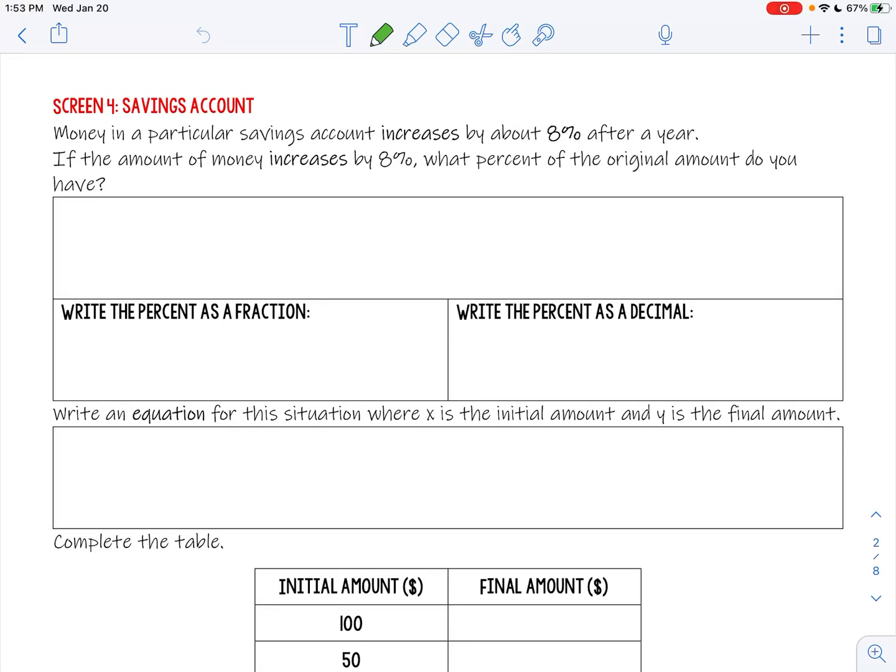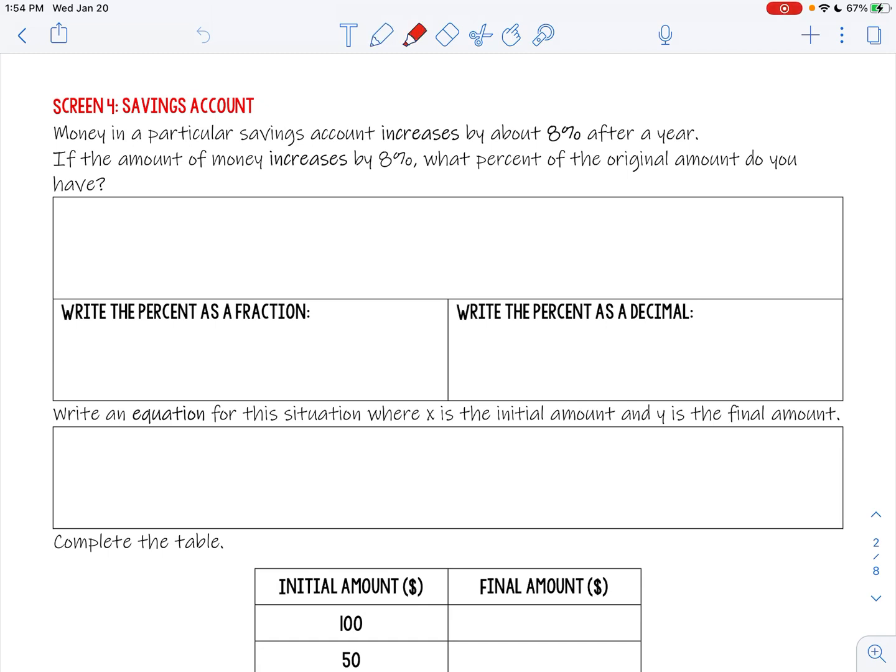Hey guys, I wanted to create a quick video about percent increases and decreases and writing equations to help us solve those, to help us through the homework that we have tonight, and if you still have some points of confusion from the classwork we've been doing. So follow along as I go through screens 4 and 5 from January 20th's classwork assignment. So let's read the problem together.